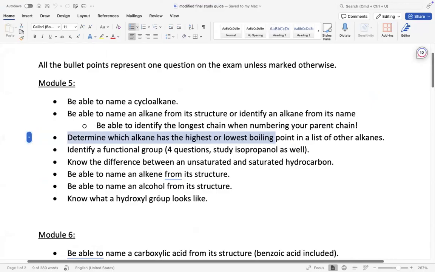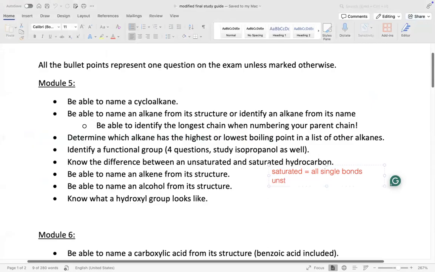Okay, so knowing the difference between unsaturated and saturated carbon. We talked about this in the practice test, but saturated is all single bonds. Unsaturated means that somewhere there's a double or triple bond present.